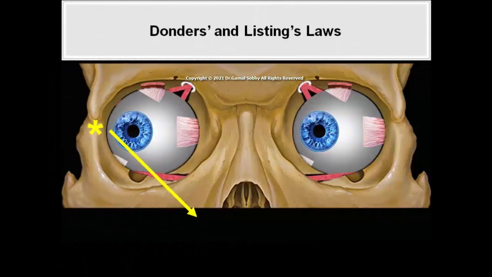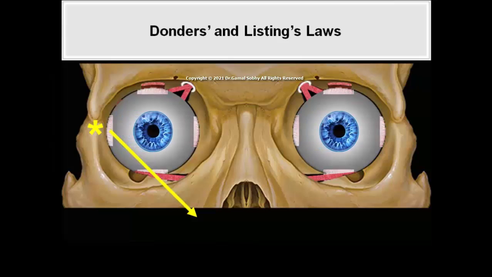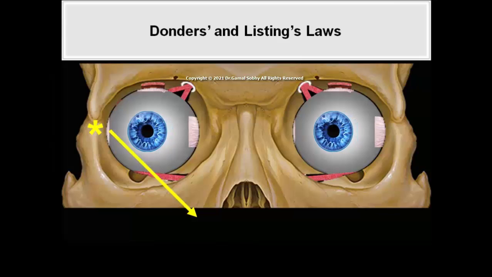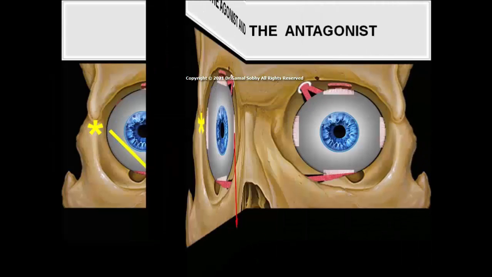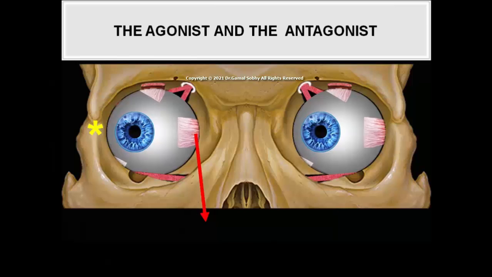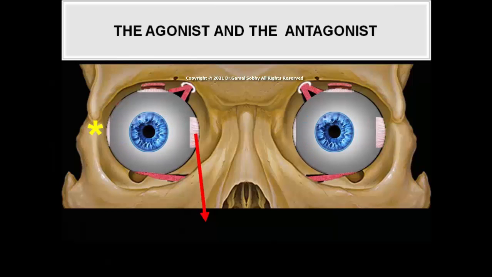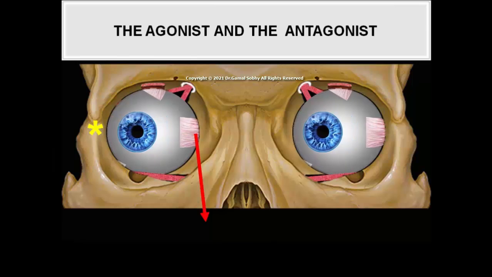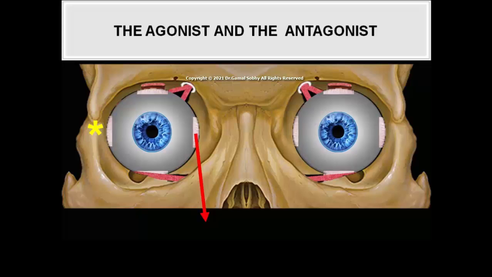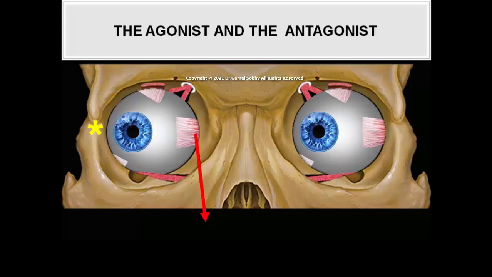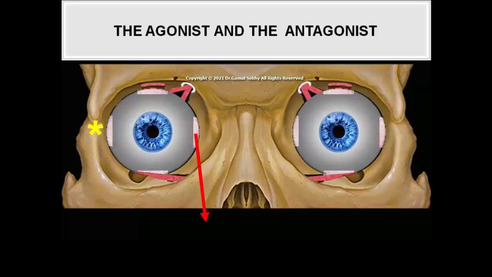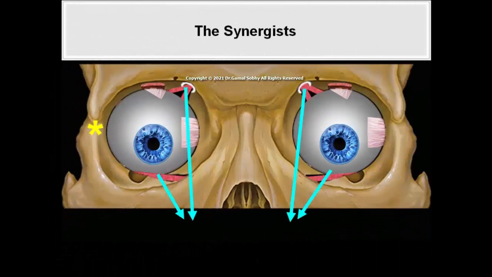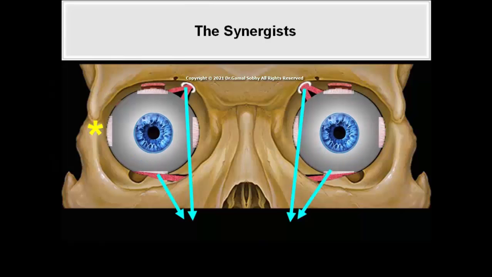Donders' and Listing's laws. Each one of the extraocular muscles is regarded as an independent mover. Every contraction of a muscle brings a movement. The mover muscle which is producing that movement is called the agonist. A movement in the direction opposite that produced by the agonist is caused by its antagonist. Thus, the medial rectus muscle and the lateral rectus are antagonists. Two muscles moving an eye in the same direction are synergists.